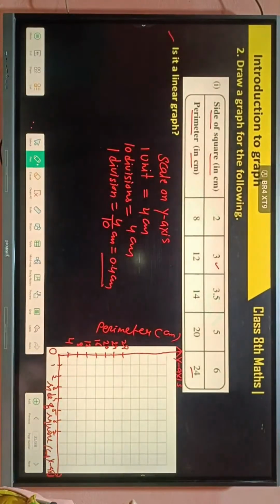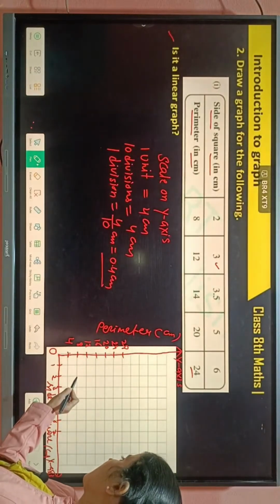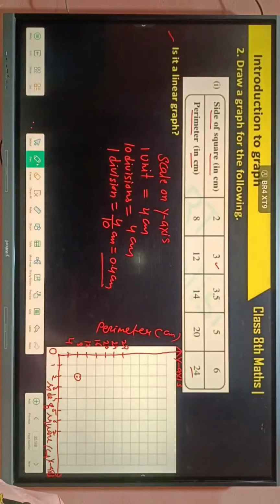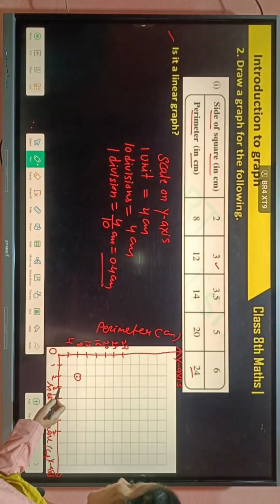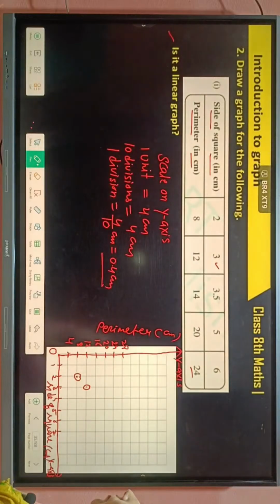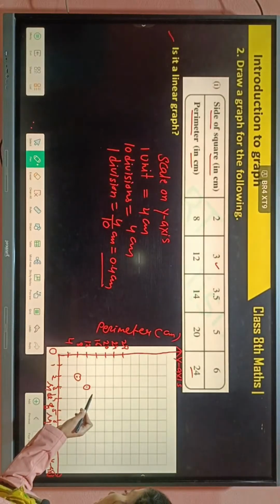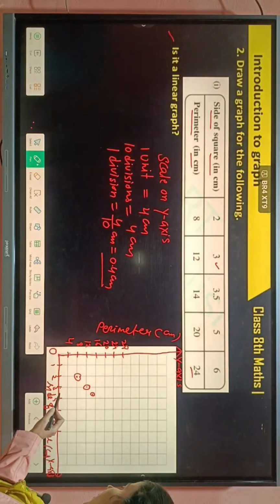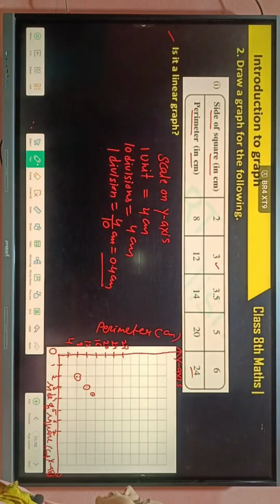When side of square is 2, its perimeter is 8. So this point will lie at this place. Second, when side of square is 3, then perimeter is 12. Then this point will be here. Third, when side of square is 3.5, exactly in between, then it is 14. It is between 3 and 4 exactly, and between 12 and 16.